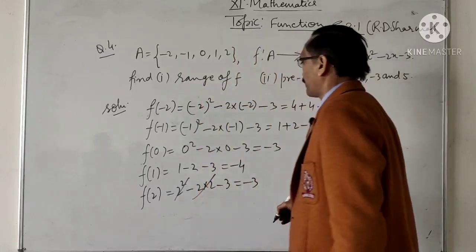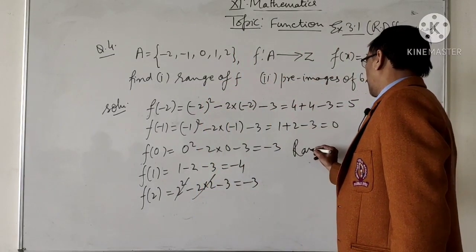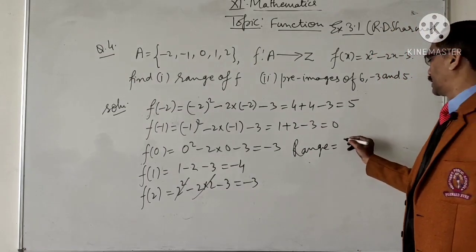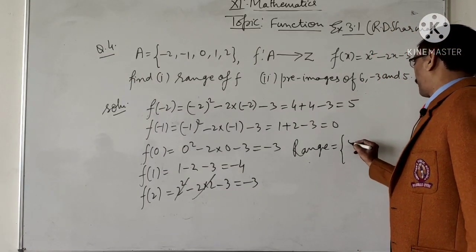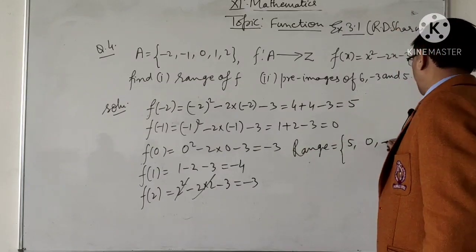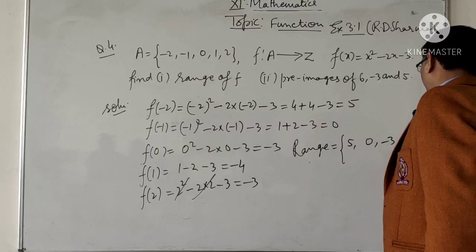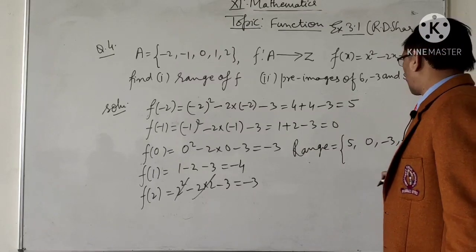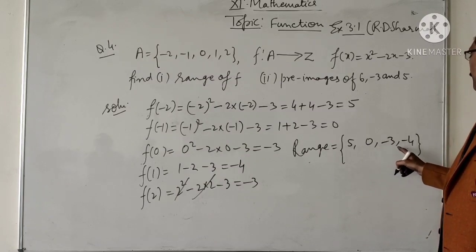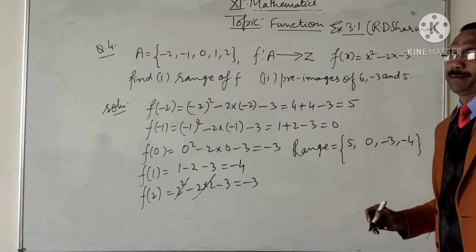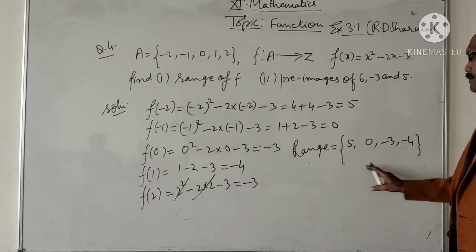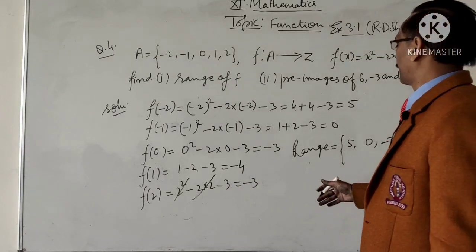which is -3. So the range is also a set. Range is the set of images. So the images we get are 5, 0, -3, -4, -3. So the range has only 4 elements: 0, -3, -4 and 5. Elements will not repeat, that is why this -3 will not come here.